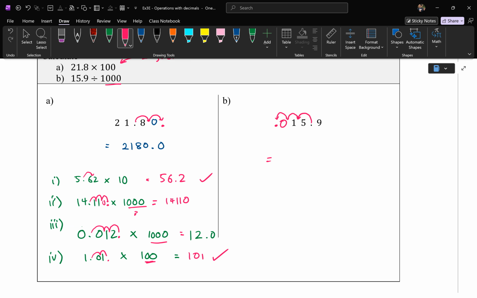So in this case, what is my answer? It should be, again, 0.0159. That's my answer. So where that decimal point is, that's there. 10, 11, 15, 19. So when I ask, what is 15.9 divided by 1,000? That's my answer. Okay, I'm going to pick another 2 students to try.